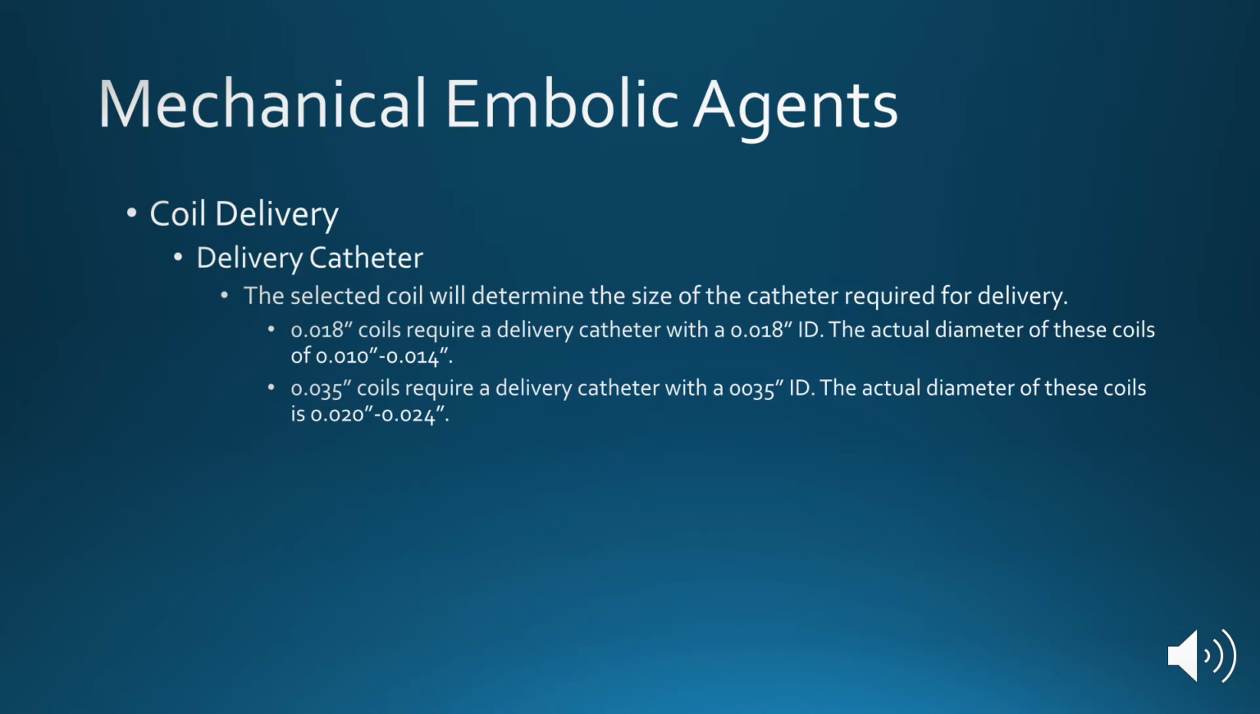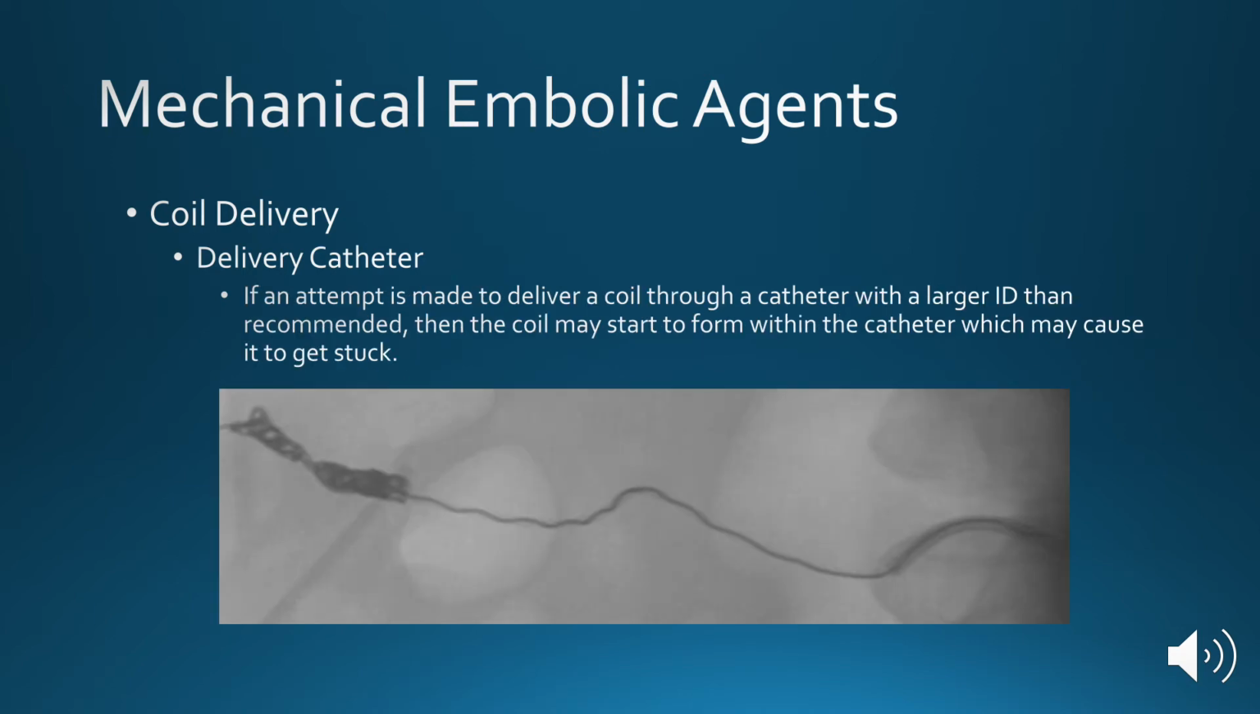So 018 coils require a delivery catheter with an 018 inner diameter. The actual diameter of these coils is usually between 010 and 014. 035 coils require a delivery catheter with an 035 inner diameter, or a standard angiographic catheter. The actual diameter of these coils tends to be 020 to 024. And if you try to deliver a coil through a catheter with a larger inner diameter than recommended, then the coil may start to form within the catheter, and that can cause it to get stuck.